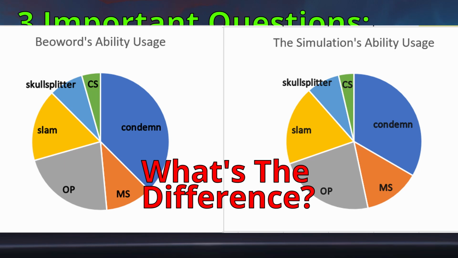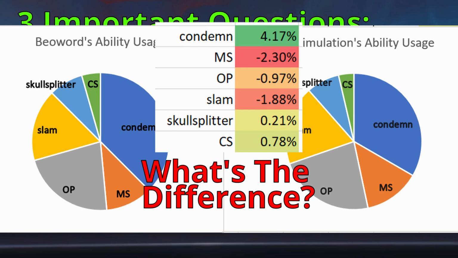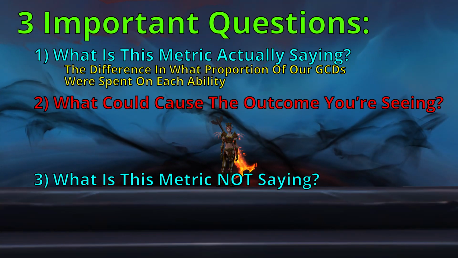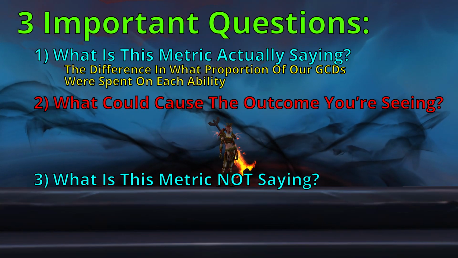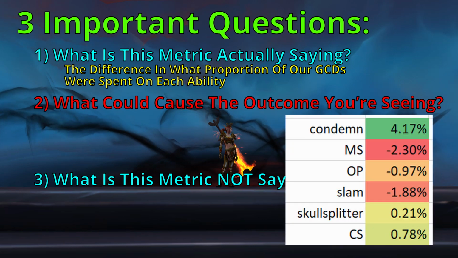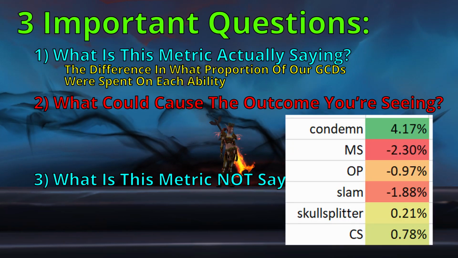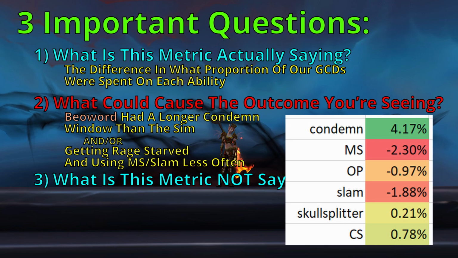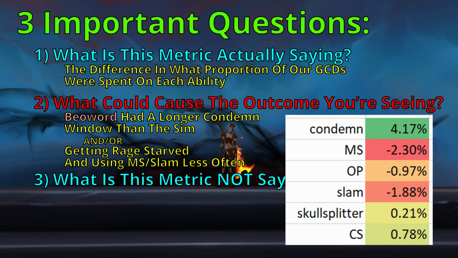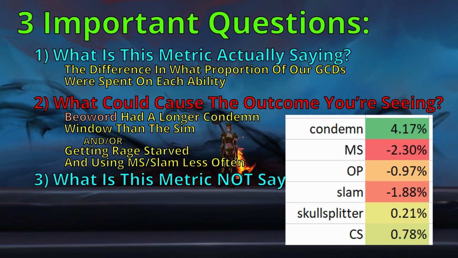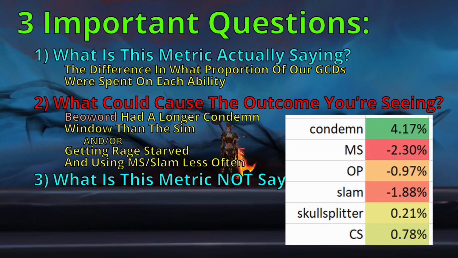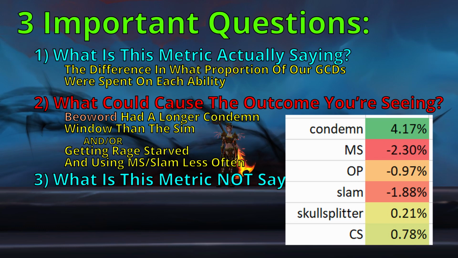Now, this metric will tell us if there's a difference and what that difference is, but it does not tell us why there was a difference. That's something we have to come up with ourselves. In this case, we can see that Condemn usage was up. Now, this could mean that Beoward was in the Condemn windows longer than the simulation was, meaning he would naturally cast more Condemns. Or it could potentially mean that he used an expected amount of Condemn, but didn't use his other abilities as much as he should have, making it look relatively higher.